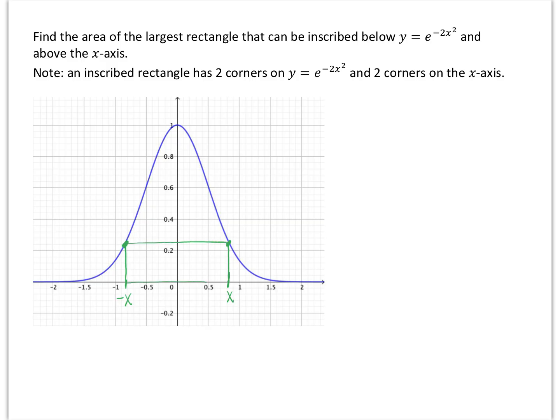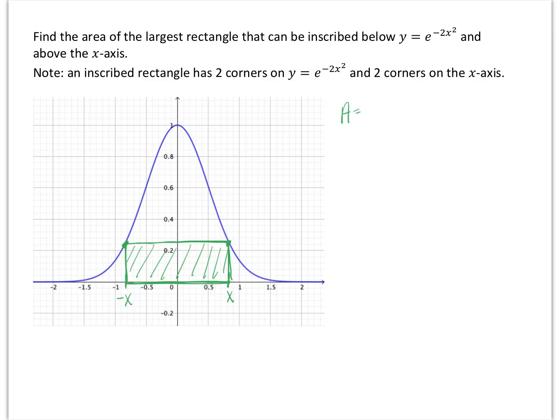So this rectangle is inscribed by the x-axis and the curve. And I want to know, where should I put these x values? What x value will make this have the largest possible area? So if I want to calculate the area of this green rectangle, it would be base times height. Okay. And the base is 2x because it's x to the right of the y-axis, x to the left of the y-axis. So this whole distance is x plus x, 2x.